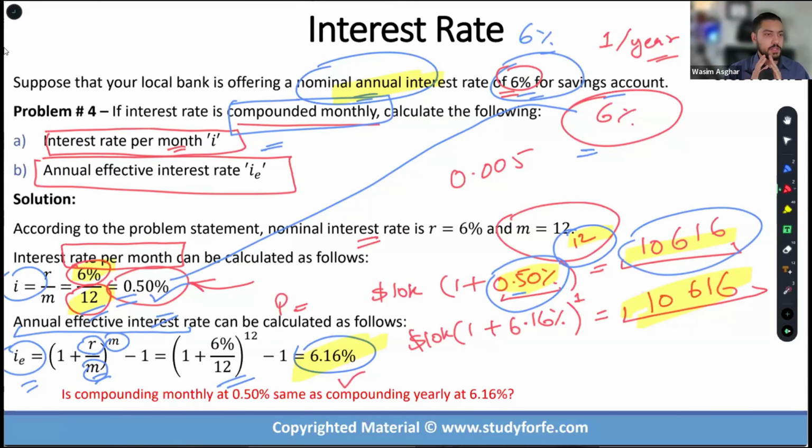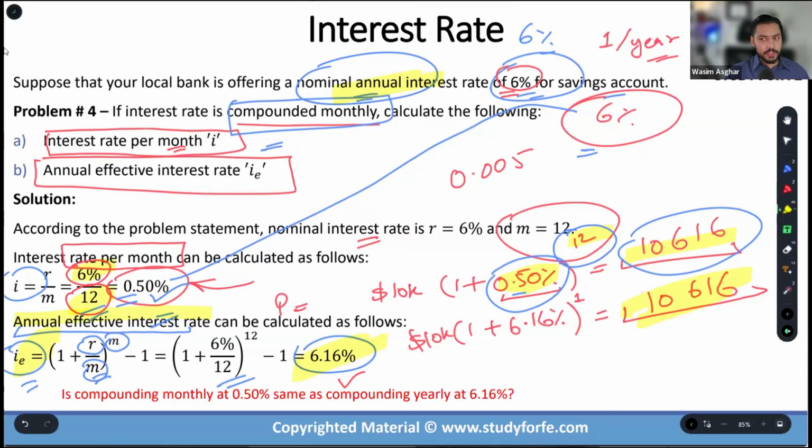The payment frequency, annuity by definition, is once per year. Okay, but compounding is happening monthly. In that case, we have to somehow take into consideration the effect of compounding, which is happening monthly. But since my payment frequency is once a year, I need to convert that into one interest rate that captures it. And that's where the annual effective interest rate comes into play. Are you guys following me here?